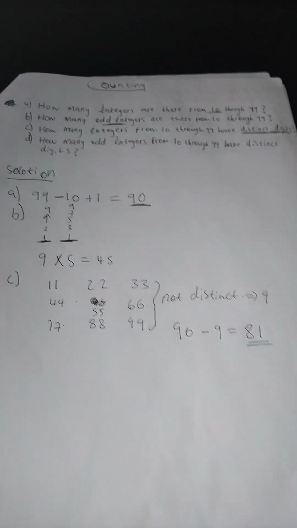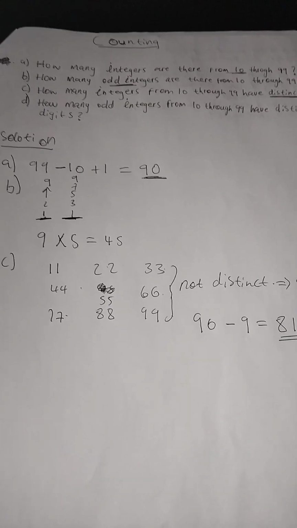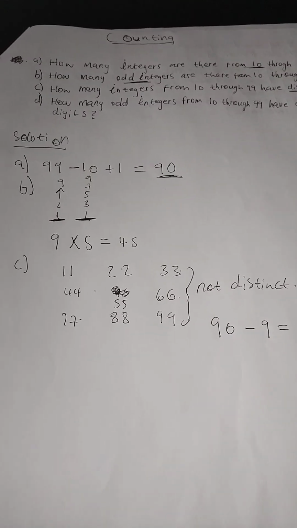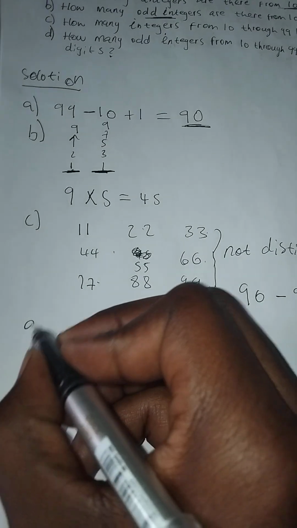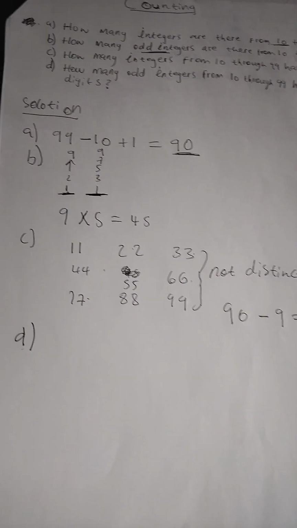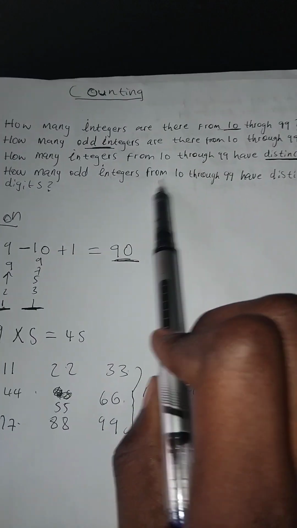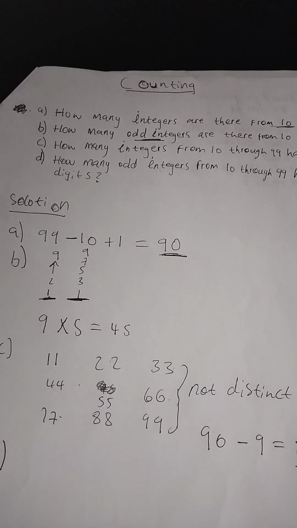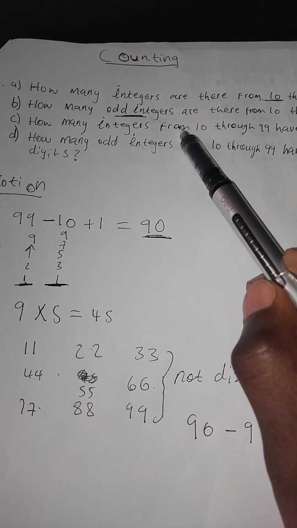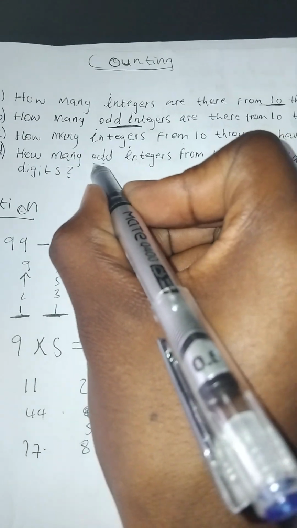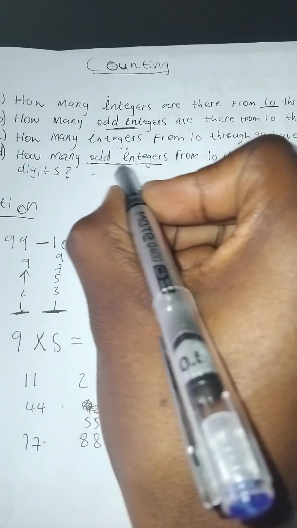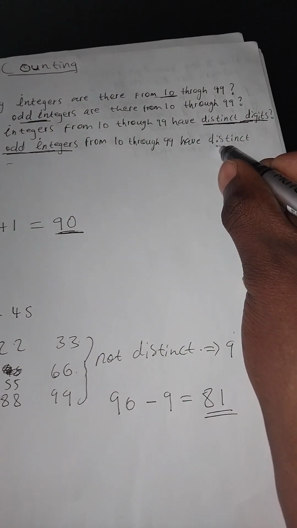Feel free to rewind the video if I lost you in between. It can be a bit tricky, but once you get the hang of what's going on, it's going to be much simpler. So on D, what is happening? They are asking us how many odd integers from 10 through 99 have distinct digits. The difference between these two questions is that now they don't want just any integers, they want odd integers, and they have to have distinct digits.